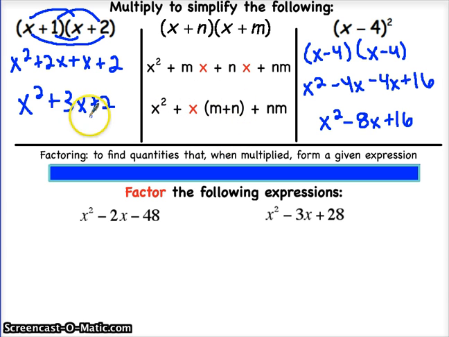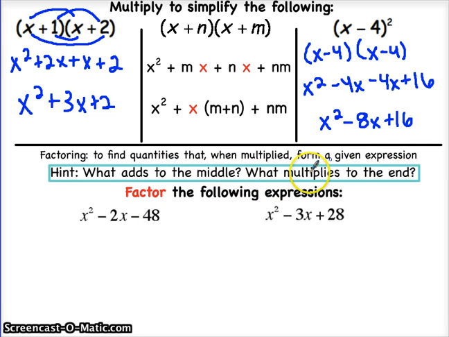Now factoring is just saying we're going to start with the final statement and work our way backwards. So we need to figure out, as you noticed, what multiplies to the end. 1 times 2 gave us the end term. Negative 4 times negative 4 gave us the end term, or as you notice in the middle, n times m gives you that end term. So what's going to multiply to the end, but also what adds to the middle. Remember, we added like terms to get each of those middle terms up top.